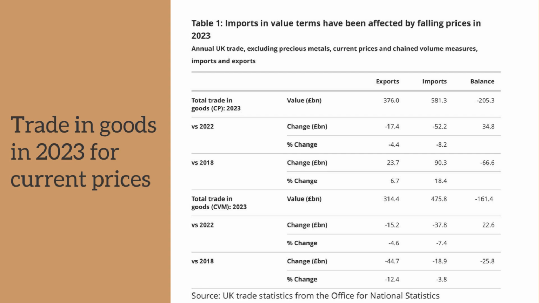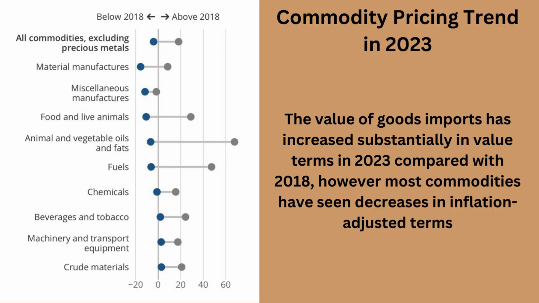The value of total goods export decreased by 17.4 billion euro when compared with 2022. However, they increased by 23.7 billion euro when compared with 2018. Export to both EU and non-EU countries fell throughout 2023, with EU export falling by 11.5 billion euro and non-EU export by 5.9 billion euro.